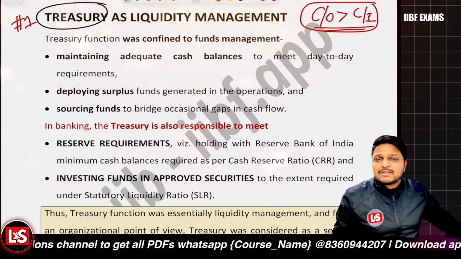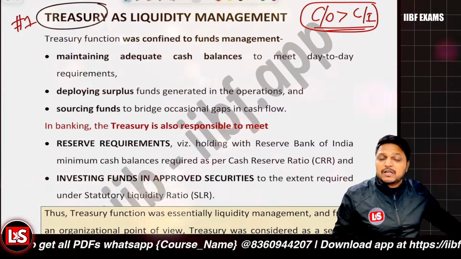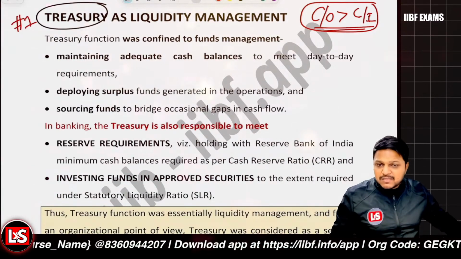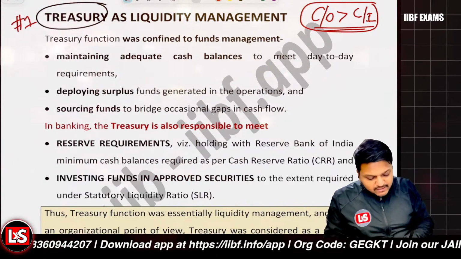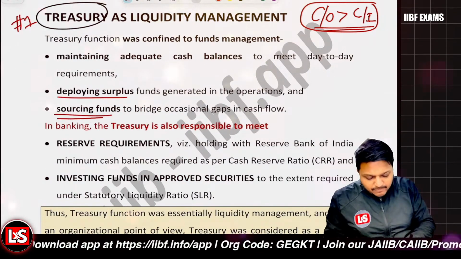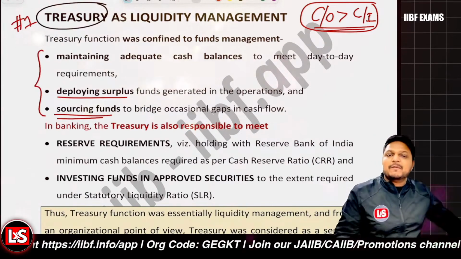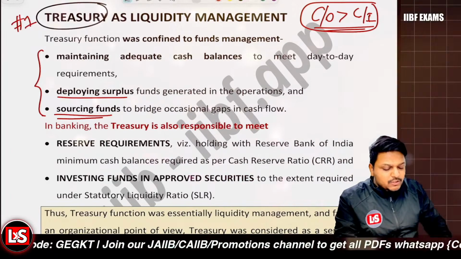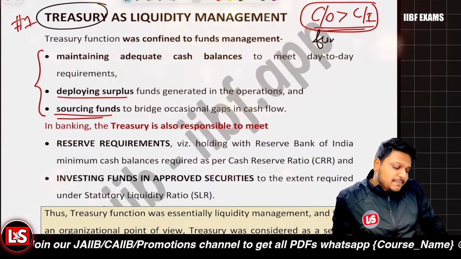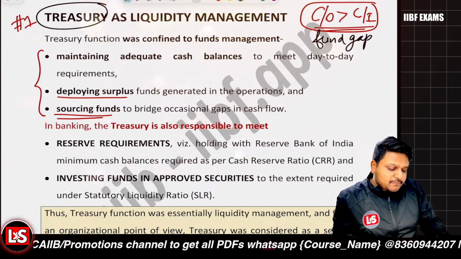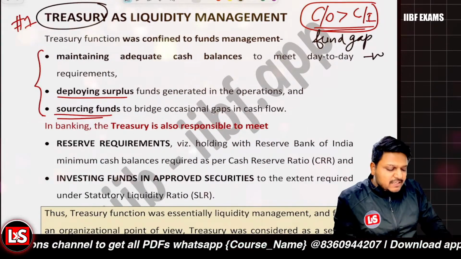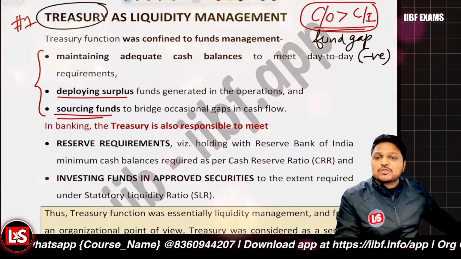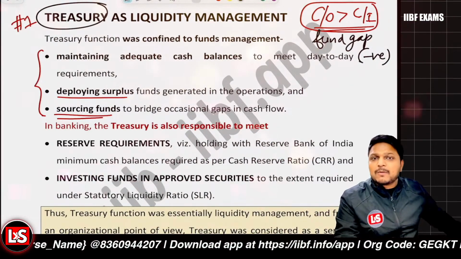Initially, the treasury department's purpose was to manage the funds: to manage the cash balances, to deploy the surplus funds, and also to source the funds. Like I told you, when the cash outflow is greater than the cash inflow, a gap exists, which is the fund gap. This fund gap is negative in this case. Whatever gaps are there are to be bridged. That was the function of the treasury.